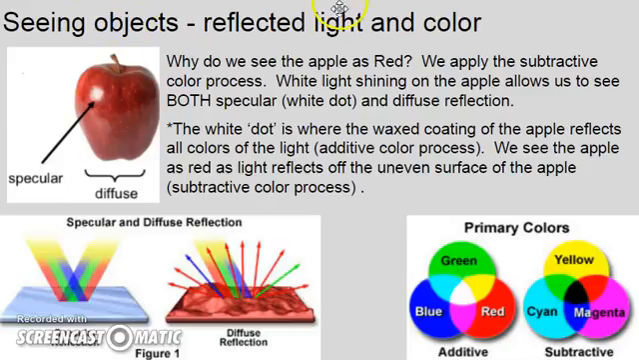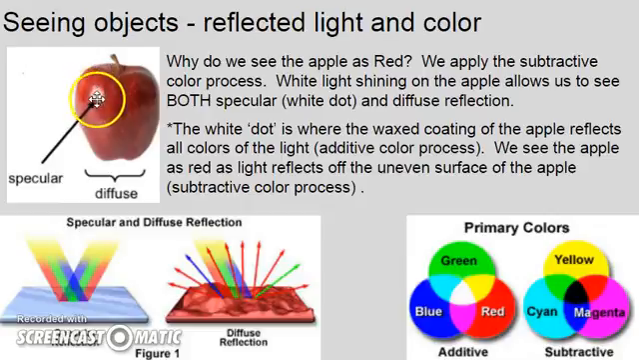So, seeing objects, light and color that are reflected. Let's look at this apple for a second. There's a couple things going on. So why do we see the apple as red? Well, we apply the subtractive color process: white light shining on the apple allows us to see both specular reflection, the white dot, and diffuse reflection, why the apple is red itself. The white dot is where the wax coating of the apple reflects all the colors of light, additive color process. So the white dot is specular.